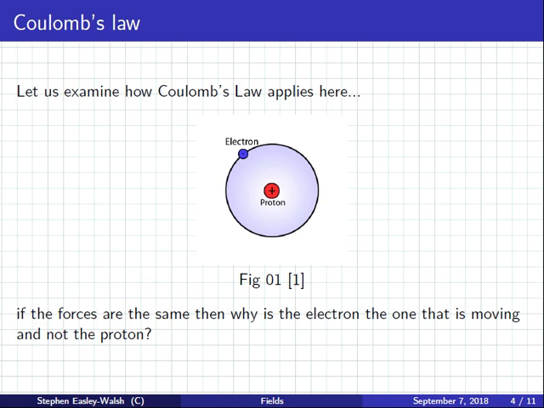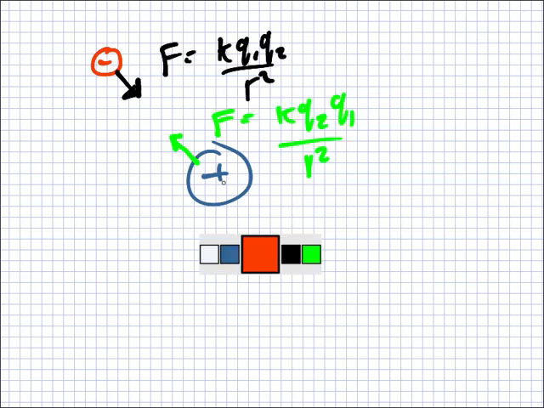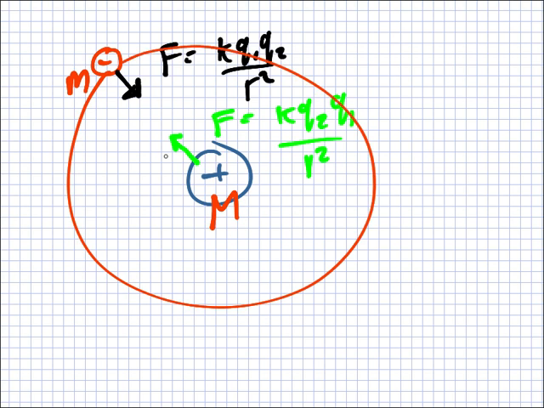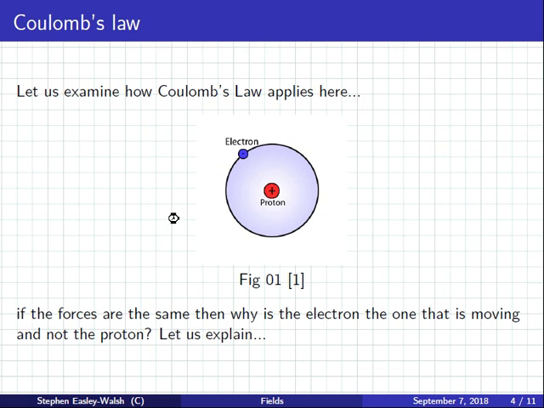So usually what happens is, because this mass is much bigger than this mass, we imagine that this is not moving and it's just the electron moving around it. But actually in real life, because there's a force here, this actually does move. It kind of wobbles a little bit. So we often don't care about the proton in these pictures, we just look at the electron.